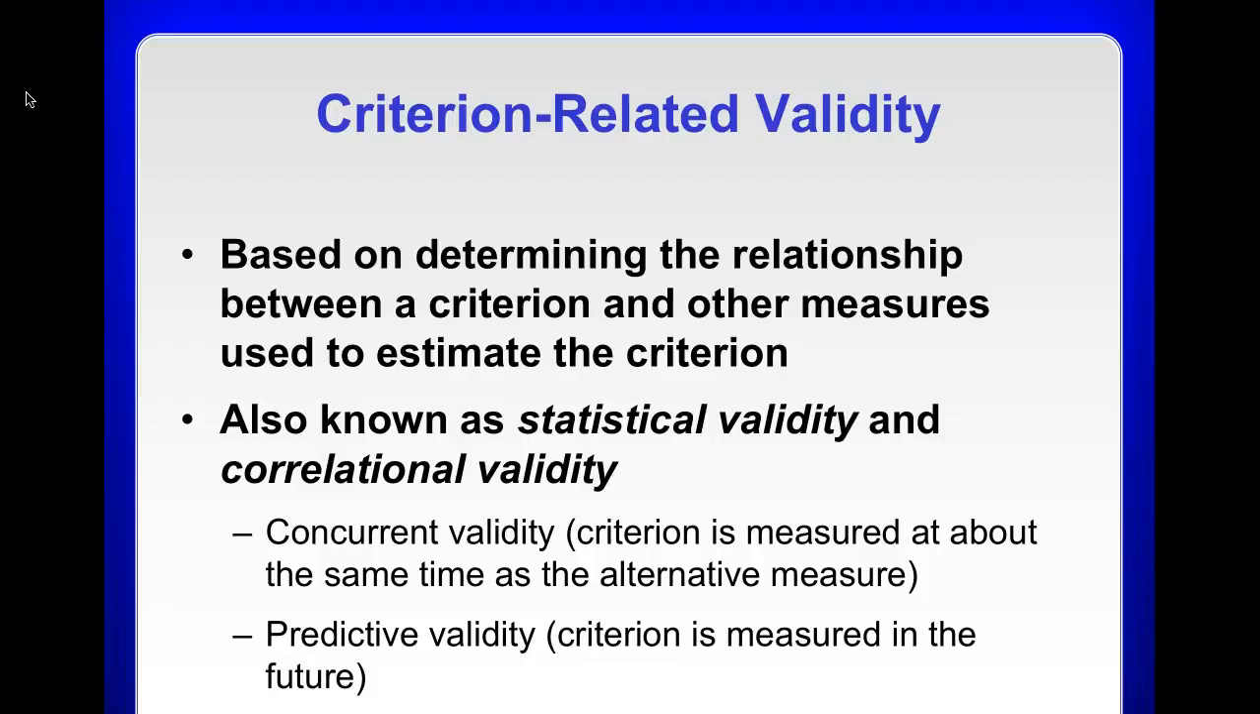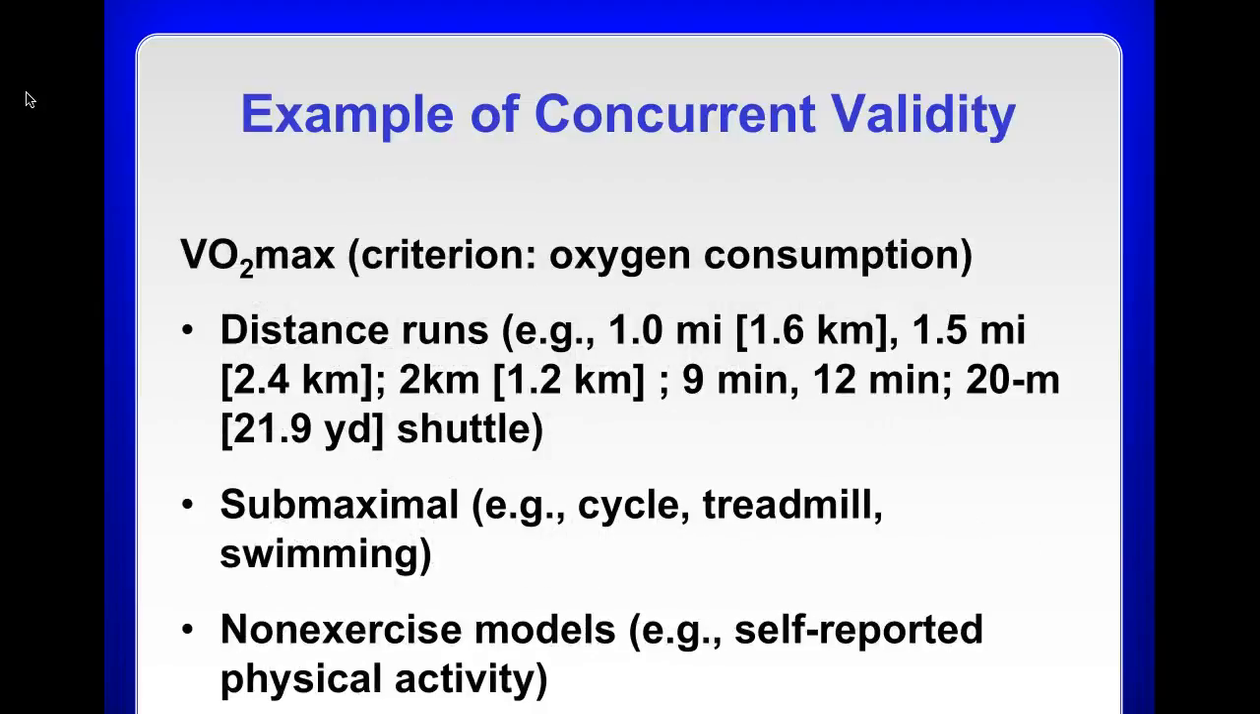Concurrent validity: criterion is measured about the same time as the alternate measure. Predictive validity: criterion is based on the future. VO2 would be a great example of concurrent validity. Distance run, submaximal, non-exercise model. So they all relate, just in different ways.